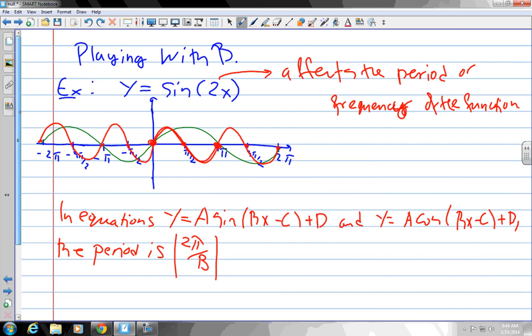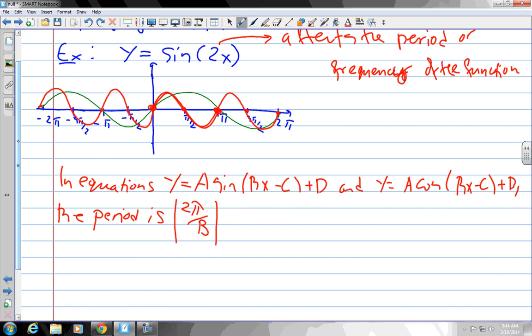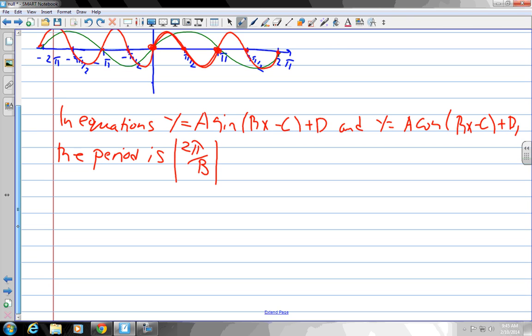So in order to find the period of those new graphs, you just take the original period and divide it by b. Okay? Side note, if we were playing with tangents, you would take the period of tangent and divide it by b, so it'll be just pi over b. Does that make sense?